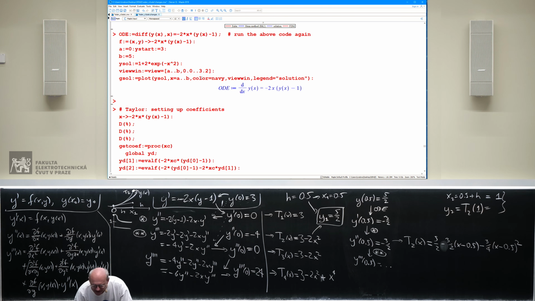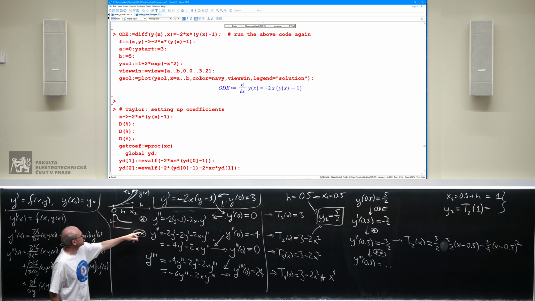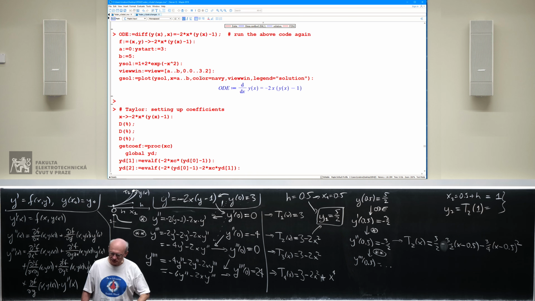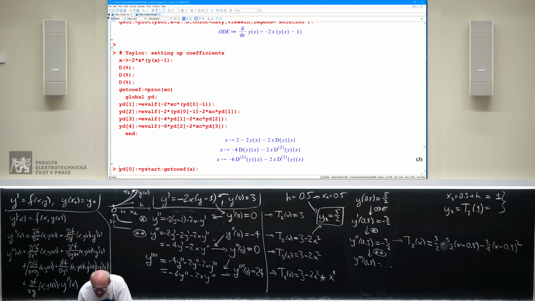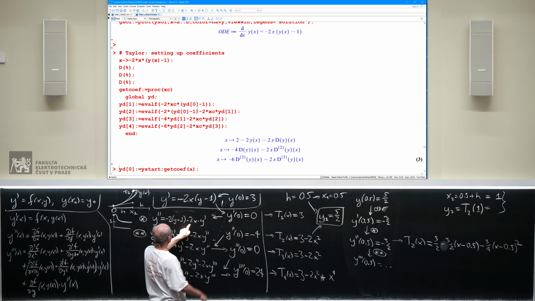So I'm loading my test example, which is again this differential equation, which caused mild troubles, so we will see. I have to set up coefficients. So here is a procedure which calculates the first derivatives, 2 minus 2y, that's this part, 2 minus 2y, minus 2x and the derivative.